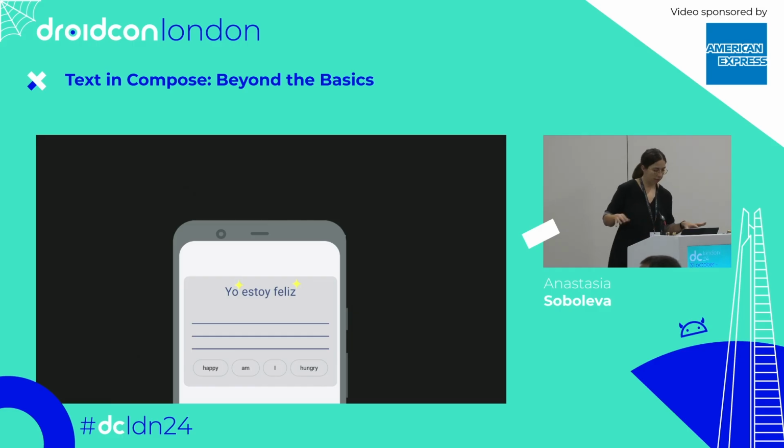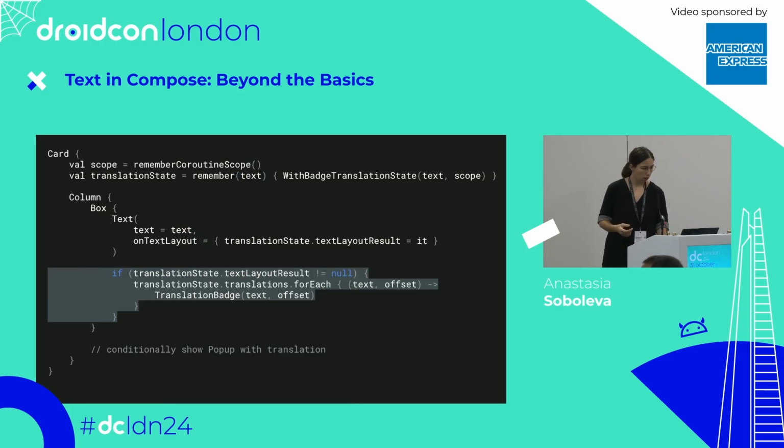So say we have a very similar example, but now some of our words already have translations, and we want to show them with sparkles, and whenever a user taps on one, we want to show the translation again. As you can see, it's pretty similar to the previous code, but it's a bit different. Here in composition, we use text layout result. If it's not null, then for every translation that we have, we show a sparkle badge. When the first composition happens, as you can see, text layout result is still null, and it will only be created during the layout phase. And during the layout phase, we will update it.